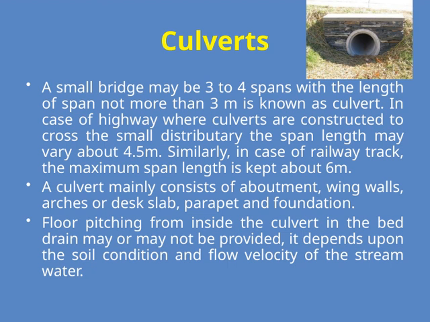A culvert usually consists of several key components. These include the abutment, which supports the structure, wing walls to guide water flow, arches or deck slabs that form the main structure, parapets for safety, and a foundation to support everything. Inside the culvert, there may be floor pitching, which is basically a lining or coating on the bed drain. Whether this is provided or not depends on the soil conditions and the flow velocity of the stream water. If the soil is weak or the water flow is strong, floor pitching might be necessary to prevent erosion or damage.